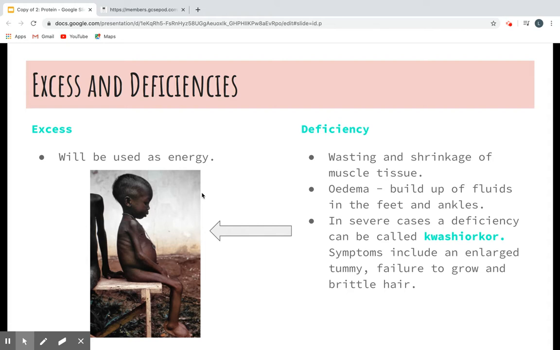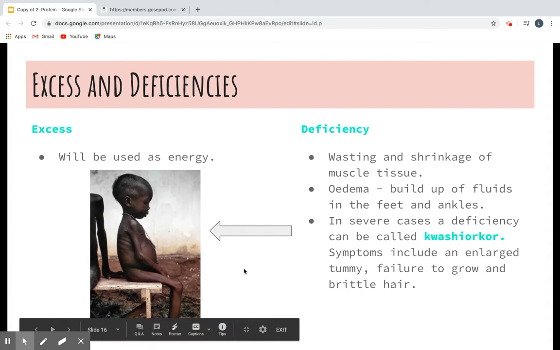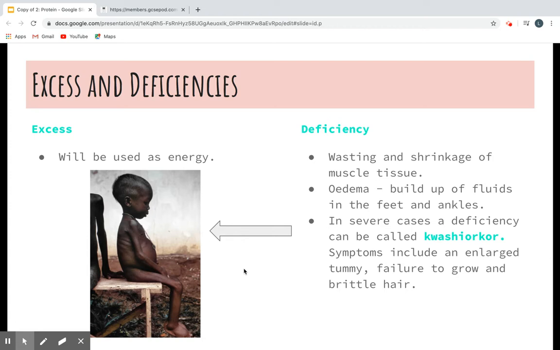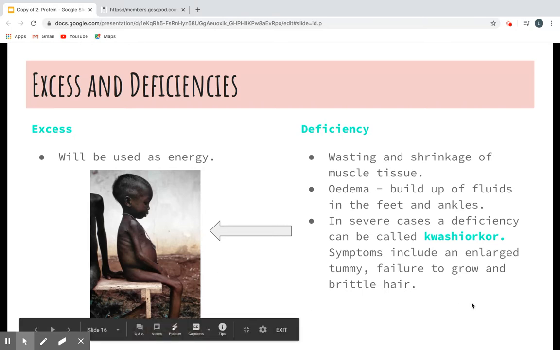And the perfect example of kwashiorkor is in this picture here. Often it happens to children in poorer countries because they're not eating enough protein-rich foods. You'll see them with their enlarged bellies. And it is filled with fluid. Those bellies are filled with fluid. They are very, very thin. They're very short. They'll have very brittle hair. That is kwashiorkor. So if you jot this slide down, that'll describe the excess and deficiencies of protein.